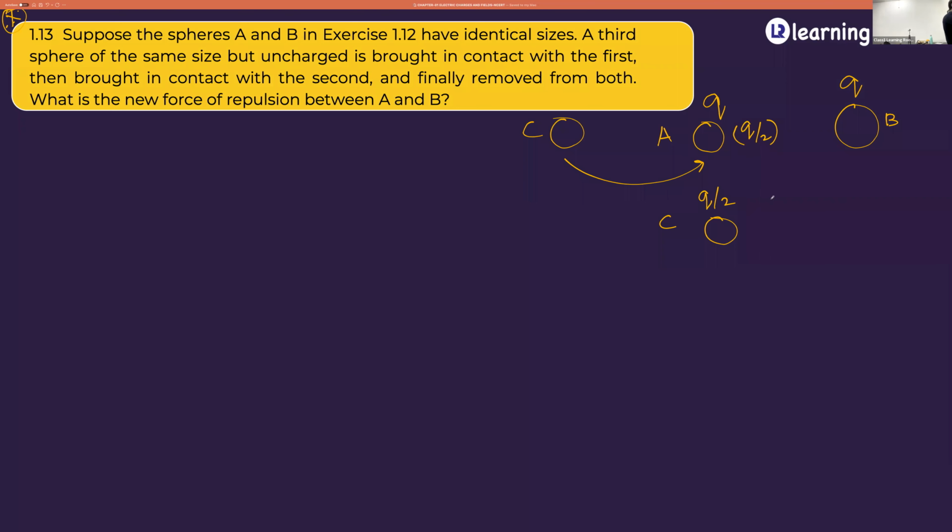Now this Q by 2 is taken in contact with B and removed again. So what will be the new charge that will be available? It will be Q by 2 plus Q the whole divided by 2. I told you, you need to take the average. So Q by 2 plus Q the whole divided by 2, it will become 3Q divided by 4. Right? Then how much is the charge that is going to be present on B? It will be the same thing.